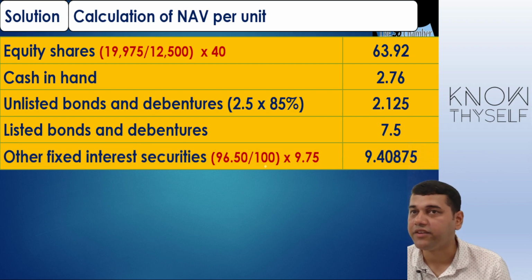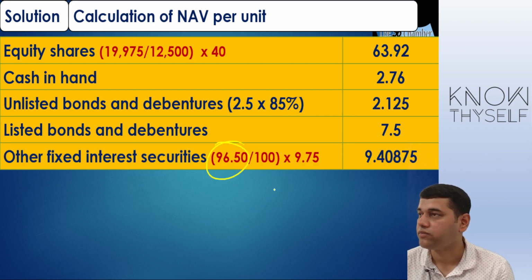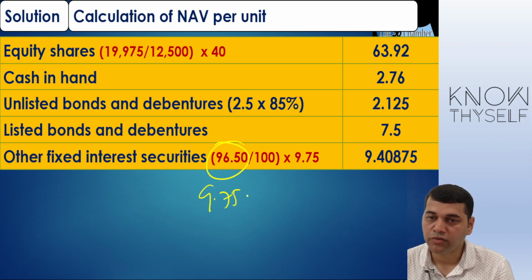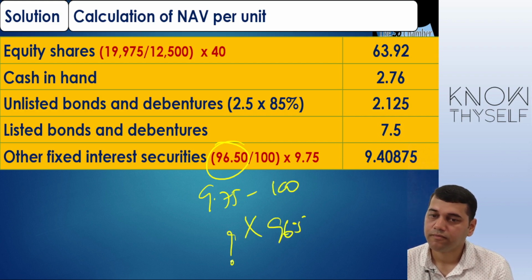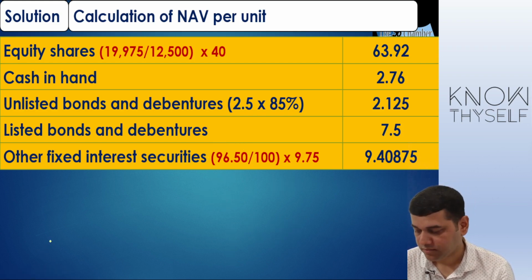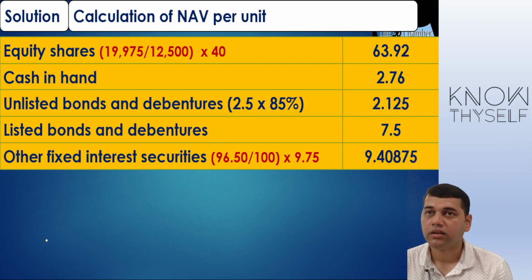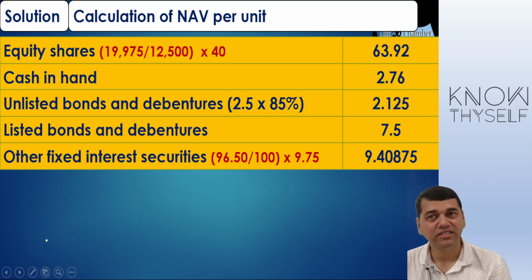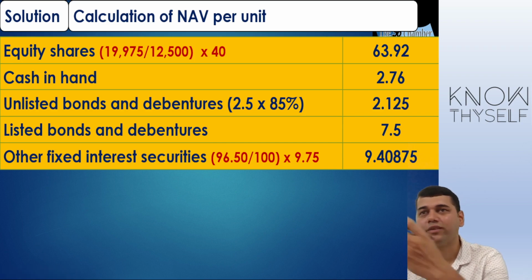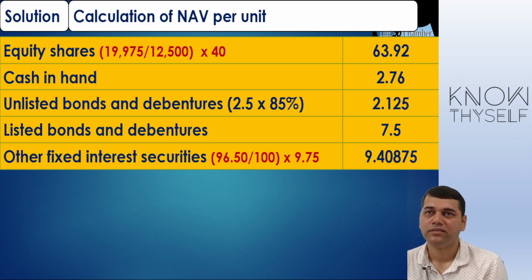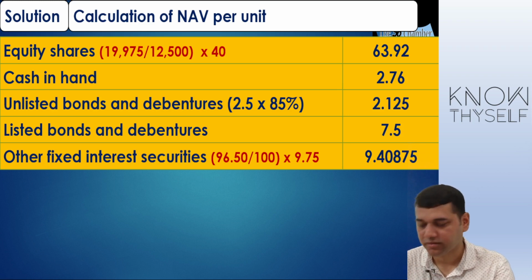is at 100 face value. Today its value is 96.5. So 9.75 is 100, 96.5 is how much? 9.40875. Clear, no students? Actually, it is an easy question, but they have simply tricked us there. Not many things. If you compare to the previous question, what is the difference? Plain, right? But they have given it in a different way.